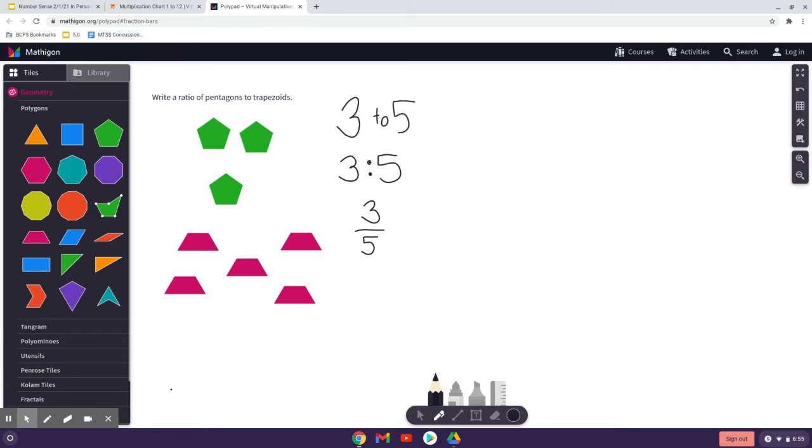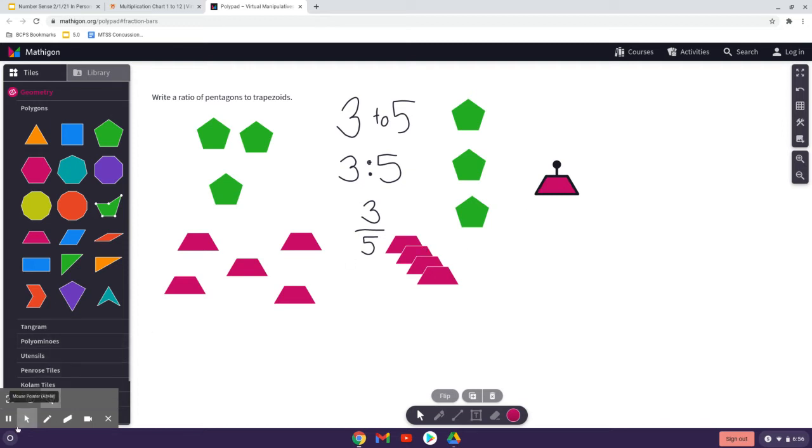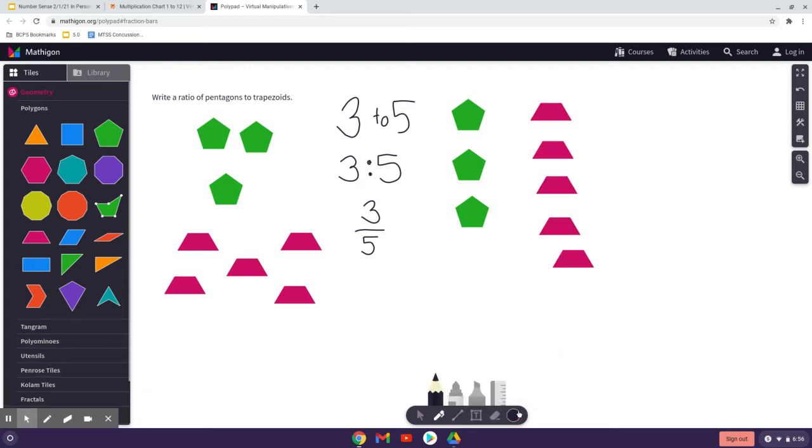Now, if I said to create another set of this, another duplicate, I want 2 groups of this here. Well, what I would do is I would get another 3 pentagons. Okay, and then I would have another set of 5 trapezoids. And we're going to go the second round in purple.